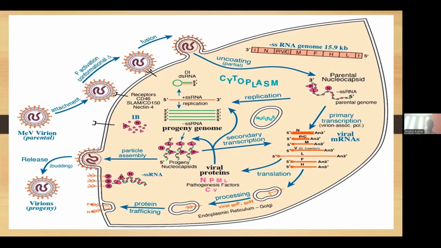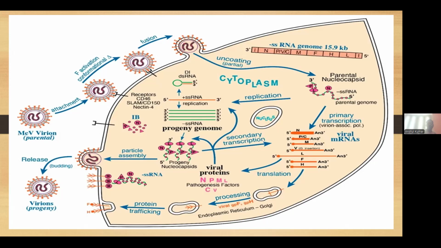there is a primary transcription, meaning that this RNA is first converted into positive sense RNA. Unless and until they are converted into positive sense RNA, they will not be able to synthesize the viral proteins. So there is a primary transcription where negative sense RNA is converted to positive sense RNA, and after that they are processed in the Golgi complex and in the endoplasmic reticulum.